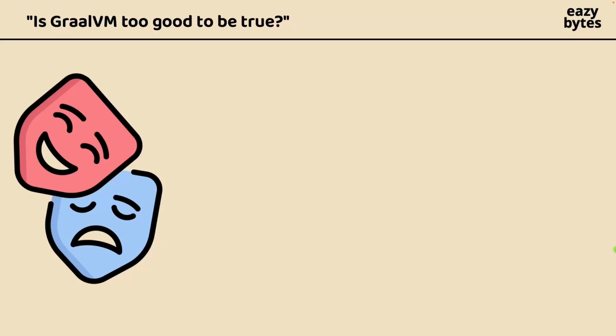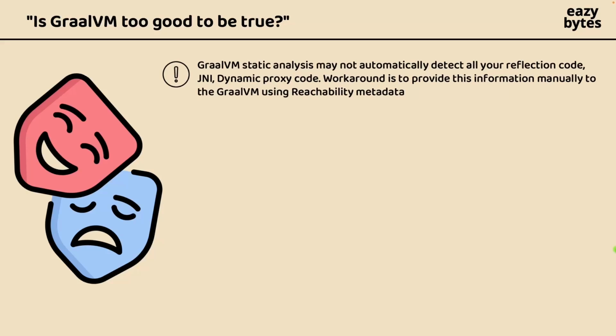The very first limitation is that GraalVM does a lot of static analysis, and it may not automatically detect all your runtime code that you have written with the help of reflection code, JNI, dynamic proxy code, etc. inside Java. So all such code by default will not get scanned and will not get converted into natively executable code, which means your application will not work if you're trying to use dynamic code.